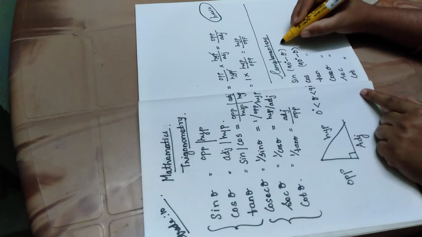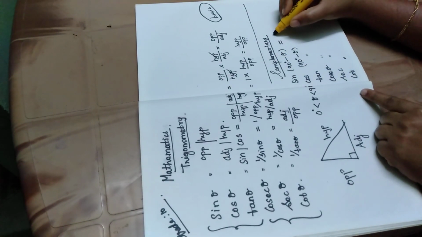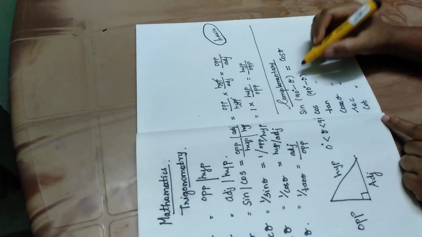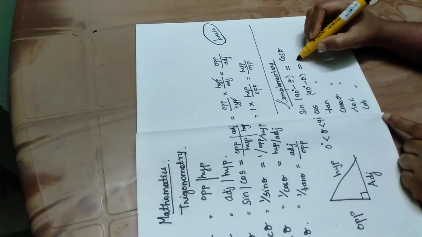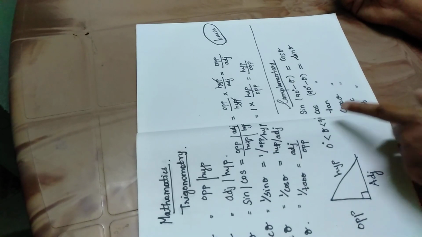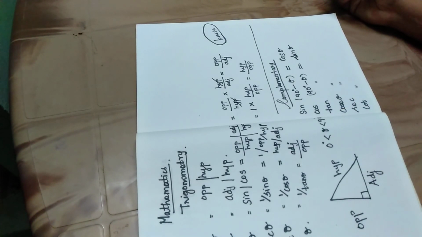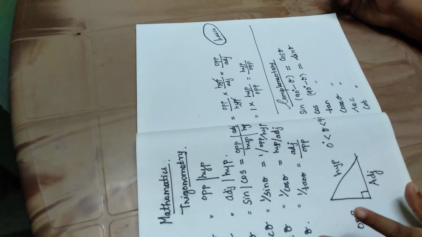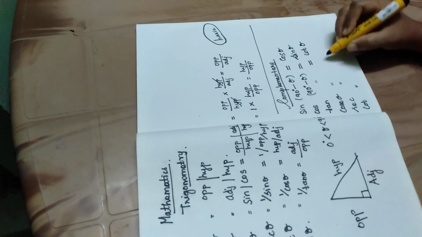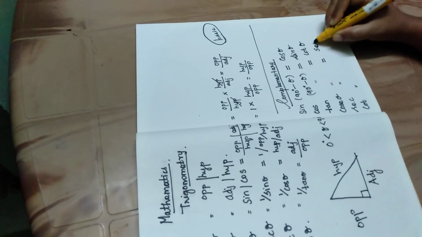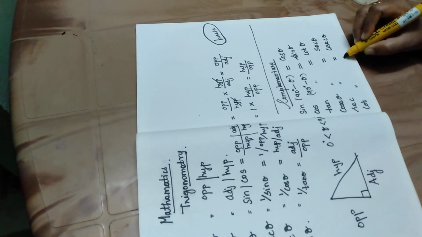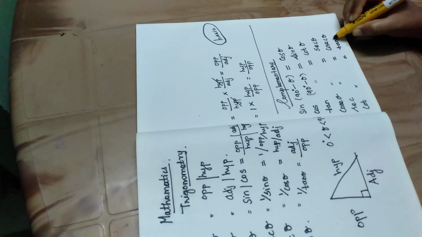Sin(90 minus theta) is cos theta. Cos(90 minus theta) is sin theta. Now tan would be opposite of what value? Here for tan we choose cot, isn't that? So tan(90 minus theta) means cot theta. Cosecant means secant theta, secant means cosecant theta, cot theta means tan theta.